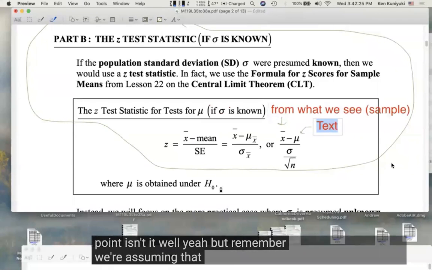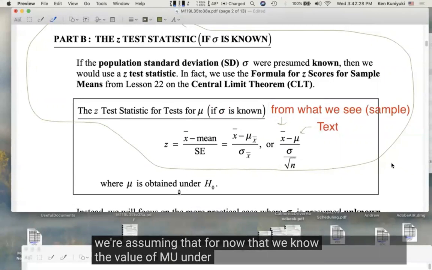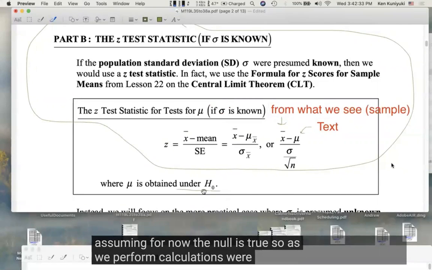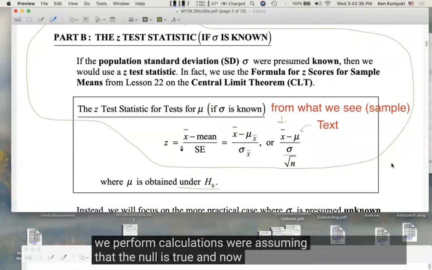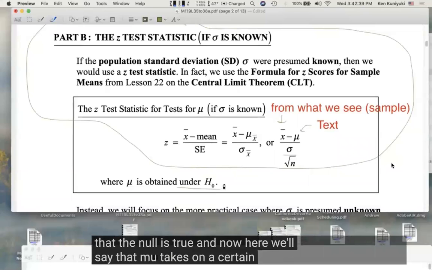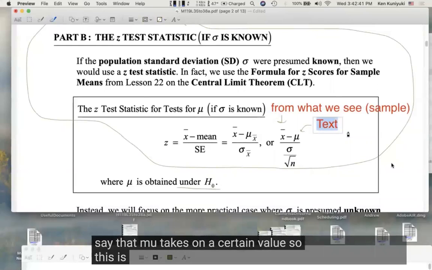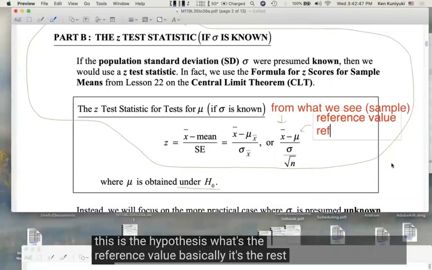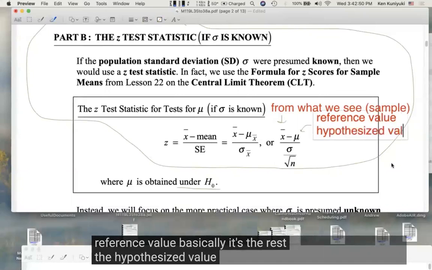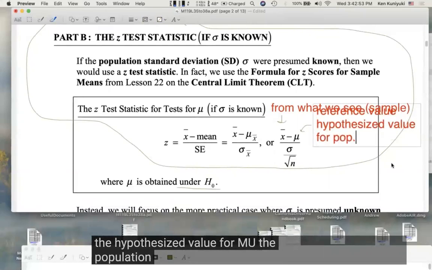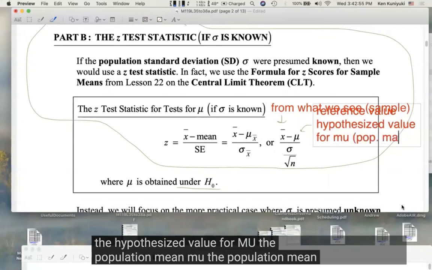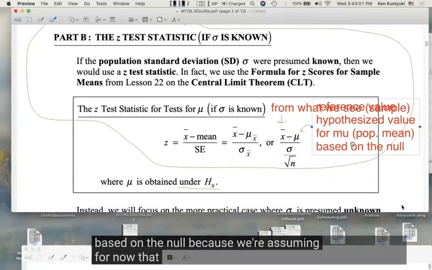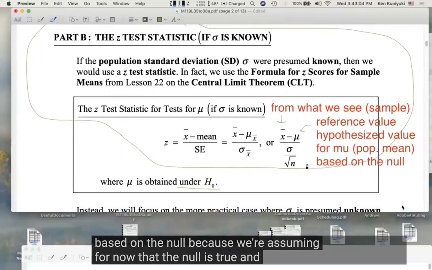Well, yeah, but remember, we're assuming for now that we know the value of mu under the null. We're assuming for now the null is true. So as we perform calculations, we're assuming that the null is true. And the null here will say that mu takes on a certain value. So this is the reference value, basically. It's the hypothesized value for mu, the population mean, based on the null, because we're assuming for now that the null is true.